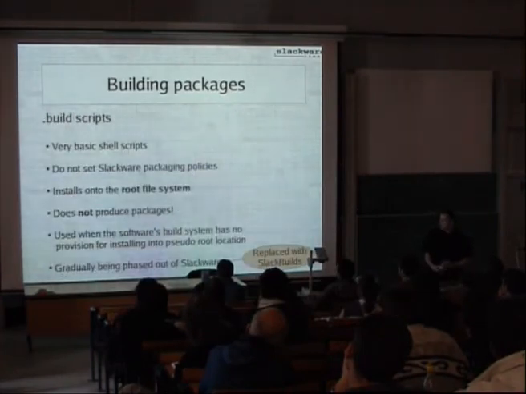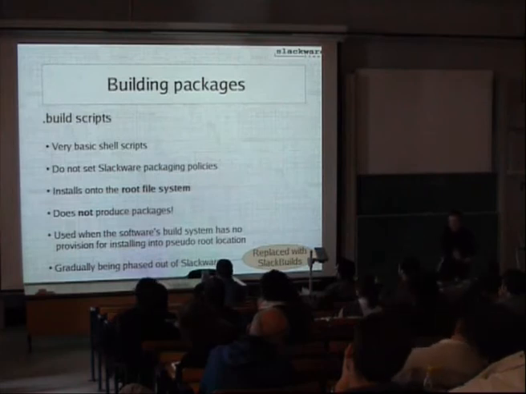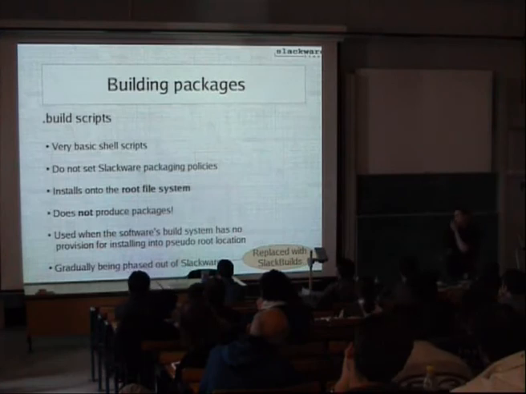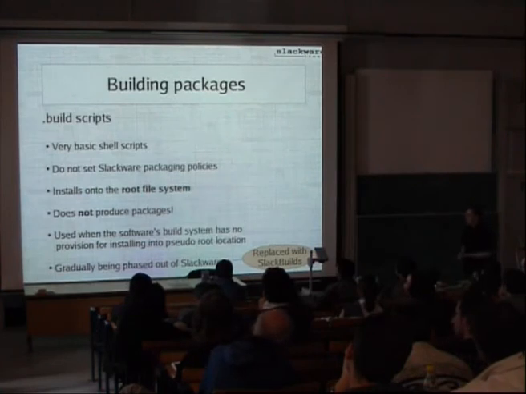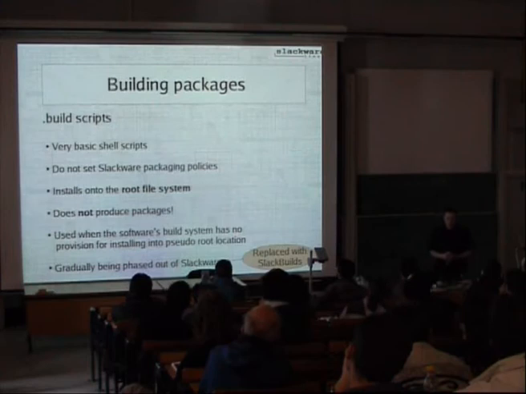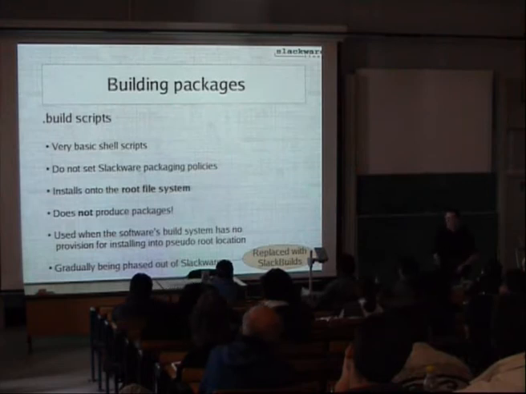Let's have a look now at the other way of building packages. These are the dot build scripts. These are not SlackBuild scripts. These are really very basic shell scripts. They don't set the Slackware packaging policies. They install onto the root file system. They don't produce any packages either. They're generally used when the software build system doesn't make any provision for building packages into a pseudo root location, such as it doesn't have a DESTDIR or anything like that, or the package is simply too cumbersome to install manually.